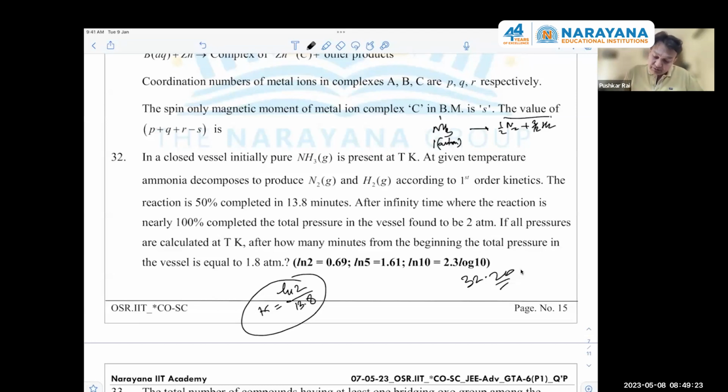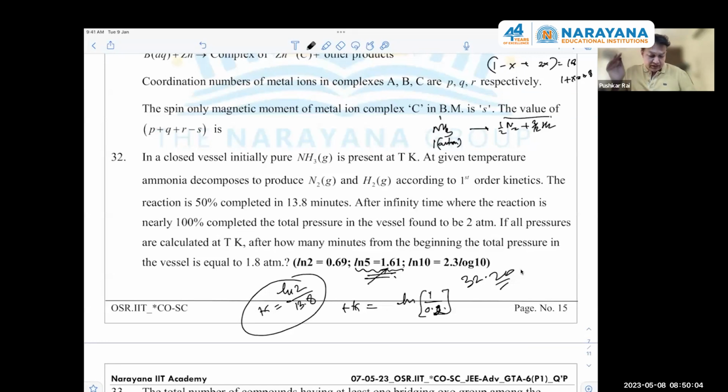1.8. When the total pressure is 1.8, then you can say 1 minus x, and then of course here 2x, that should be added to become 1.8. Clearly 1 plus x is equal to 0.8. So you get a very neat and clean factor: kt is equal to ln of 1 upon 0.8, since x is equal to 0.2, so 1 upon 0.2, that means ln of 5, and the ln 5 value is also given. So I think you have to choose this ln 5 value and get the answer.